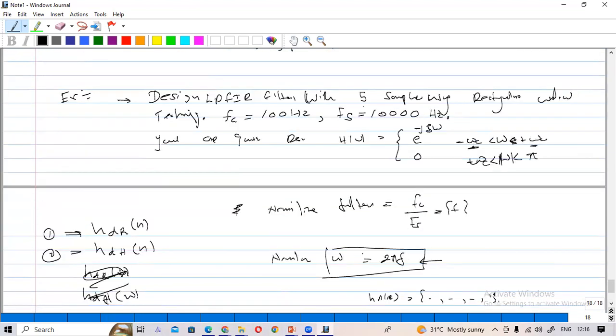Try to do this example at home. Design a low-pass FIR filter with 5 samples using rectangular window and also Hanning window techniques. The cutoff frequency is 100 hertz and the sampling frequency is 10,000 hertz. Your response is given as e to the power minus j 5 omega. So try to do that one at home.